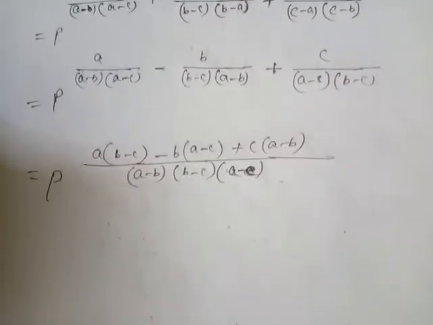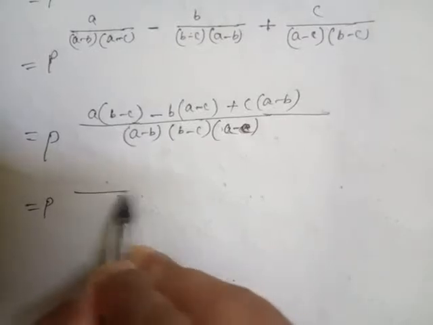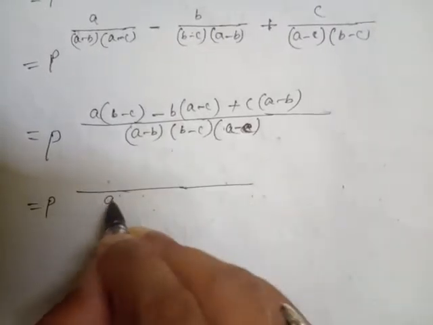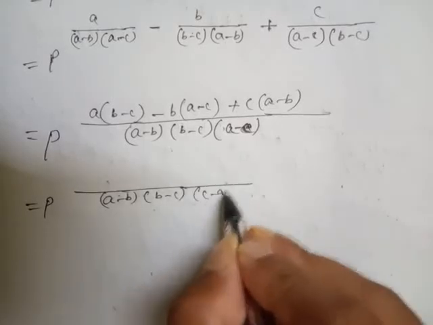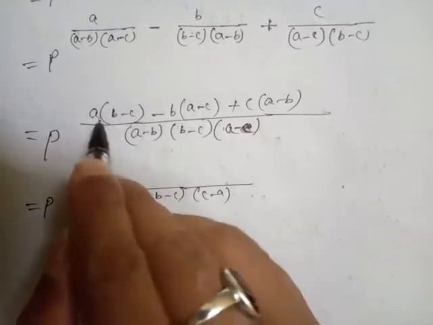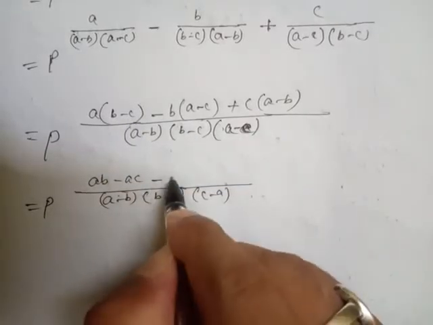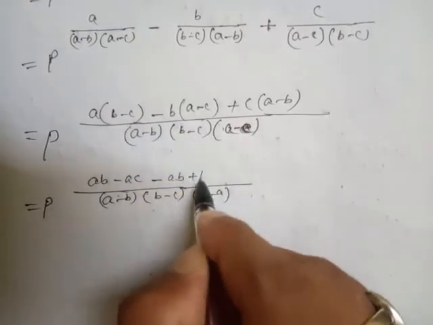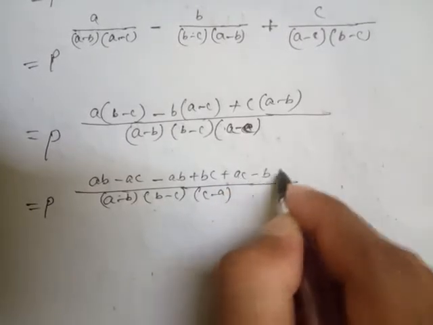Now if I go for the multiplication here, what will happen? Look here now, p to the power, since this will remain the same, a minus b, then b minus c, then c minus a. So here it will be ab minus ac after multiplying this one. Now minus ab plus bc. Now here again, ac minus bc.